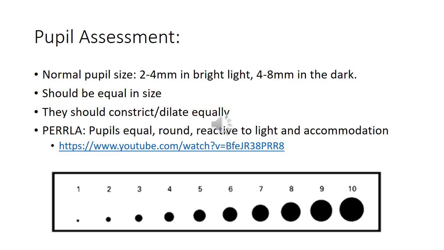And when you do your pupil assessment, make sure that you record or document your assessment findings. So you want to document your PERLA. Are the pupils equal, round, reactive to light, and accommodation? So make sure that you are documenting that properly when you're doing that pupil assessment.